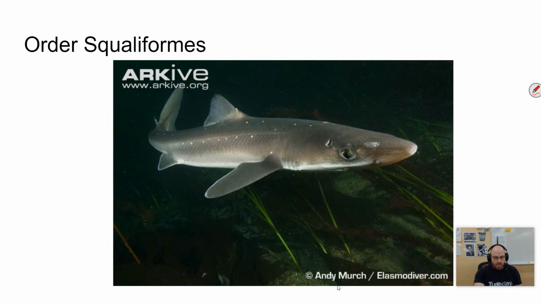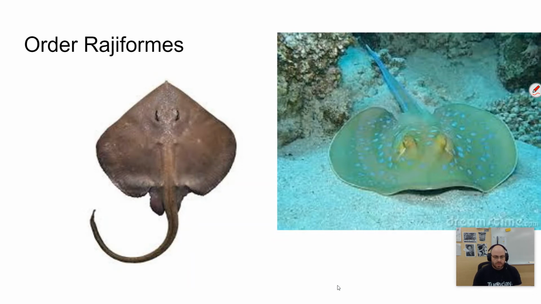Big sharks. Squaliformes are dogfish sharks. Typically, if you dissect a shark in a lab, like in a college course, you will be dissecting a Squaliformes, or a dogfish. Then there's Rajiformes. These are skates, and we'll watch a video on the difference between skates and rays, but it essentially has to do with their morphology.